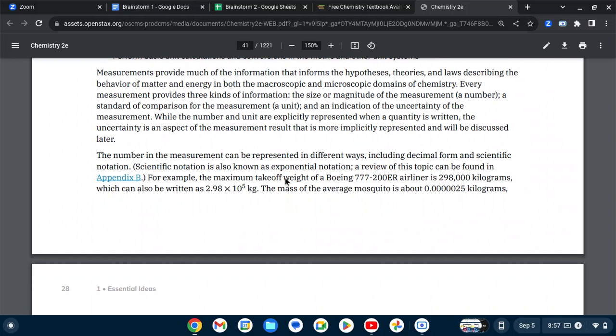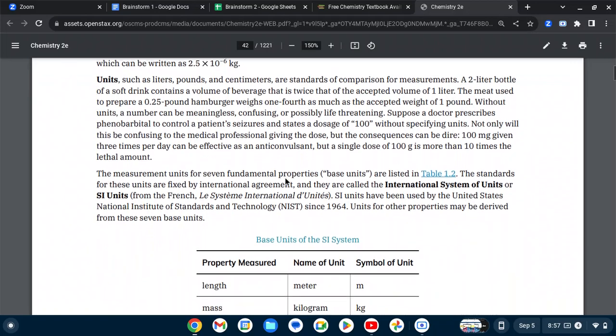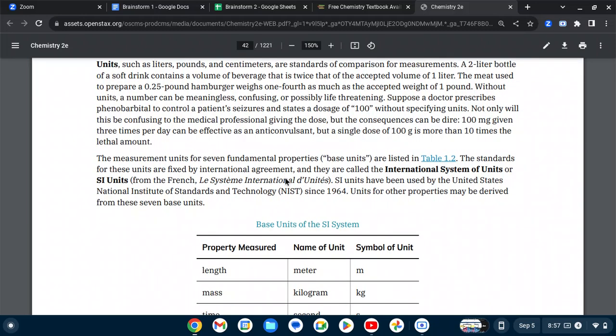The mass of an average mosquito is about 0.000025 kilograms, which can be written as 2.5 times 10 to the negative 6 kilograms. Units, such as liters, pounds, and centimeters, are standards of comparison for measurements. A 2-liter bottle of a soft drink contains a volume of beverage that is twice that of the accepted volume of 1 liter. The meat used to prepare a 0.25-pound hamburger weighs 1/4 as much as the accepted weight of 1 pound. Without units, a number can be meaningless, confusing, or possibly life-threatening.